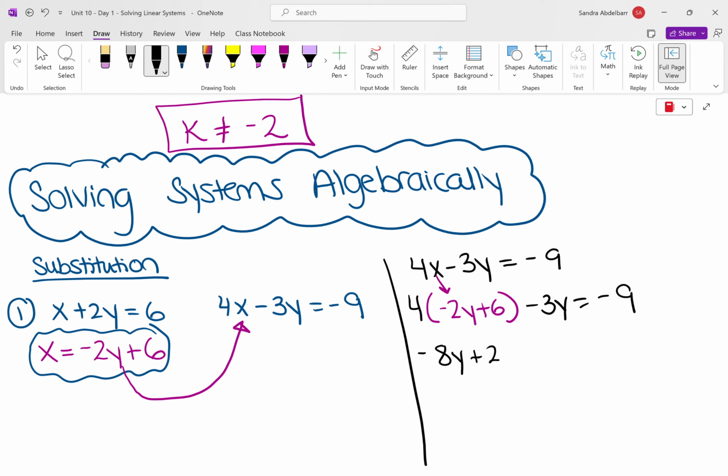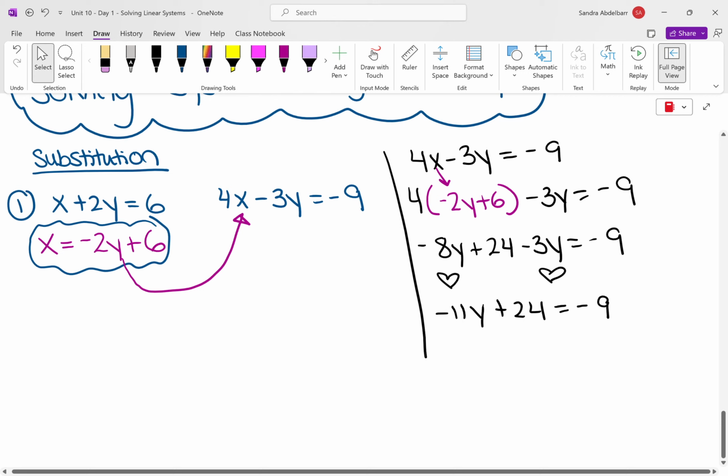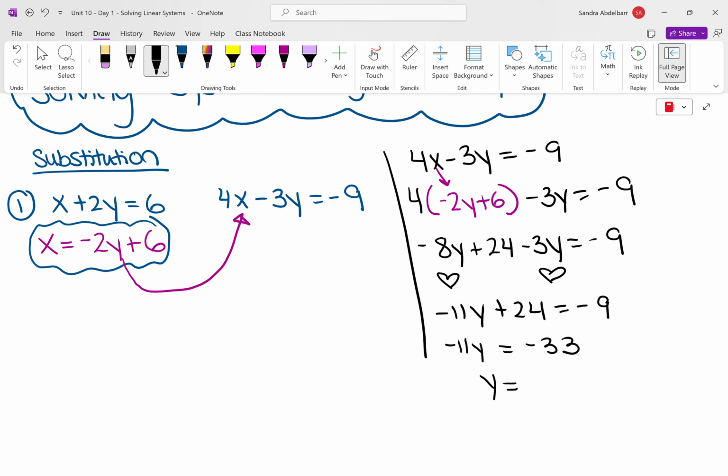Minus 3y equals -9. I'm going to simplify this as much as I can. So here we're going to have -8y plus 24 minus 3y equals -9. We're going to combine our like terms. We have -11y plus 24 equals -9. We're going to now solve for y. So -11y equals -33. Y is equal to +3.